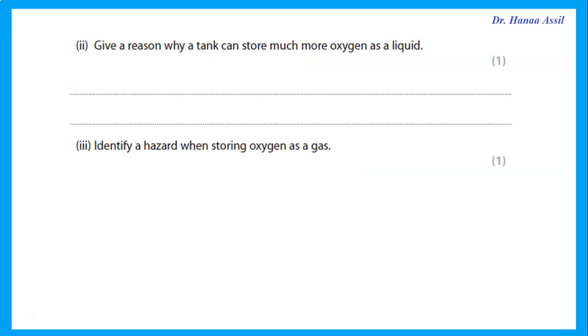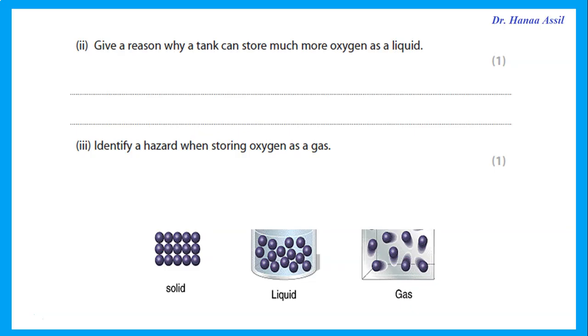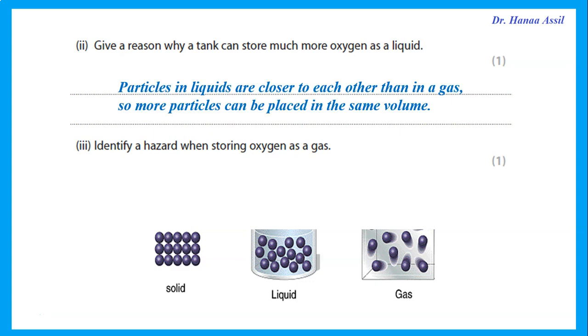Give a reason why a tank can store much more oxygen as a liquid. Of course, if we have a certain volume, we can put more particles into that volume if it is a solid than a liquid than a gas, because if we're looking at a liquid, the particles are closer to each other than in a gas, so more particles can be placed in a certain volume.